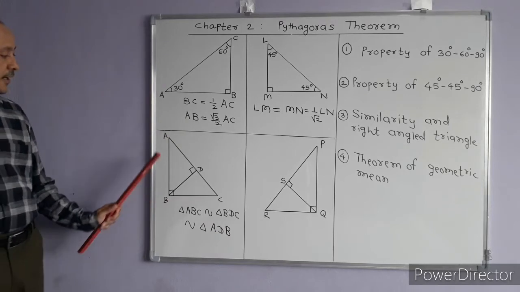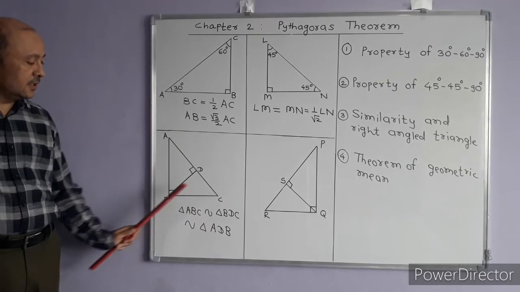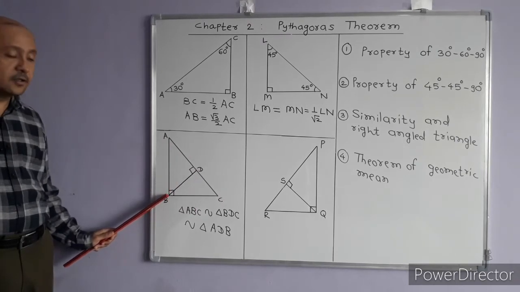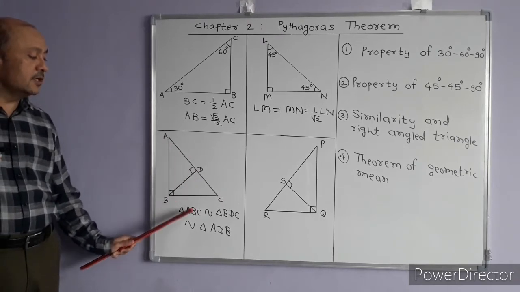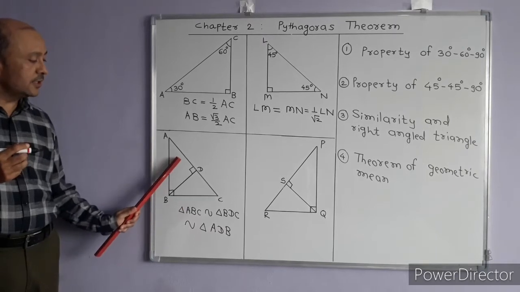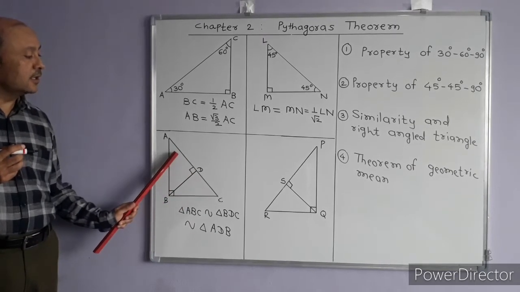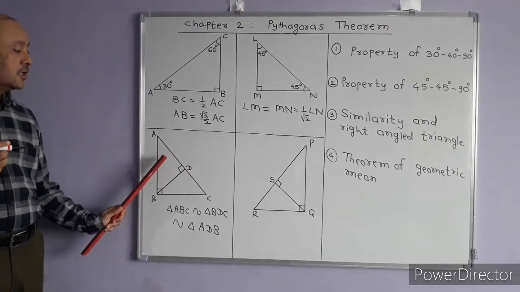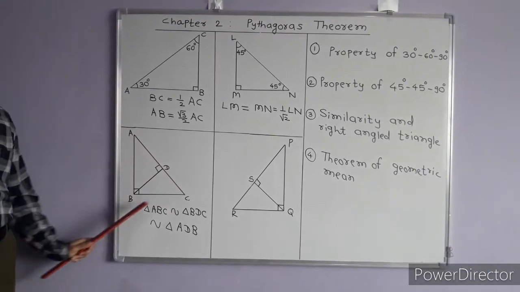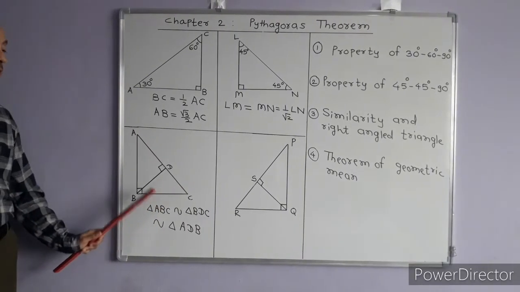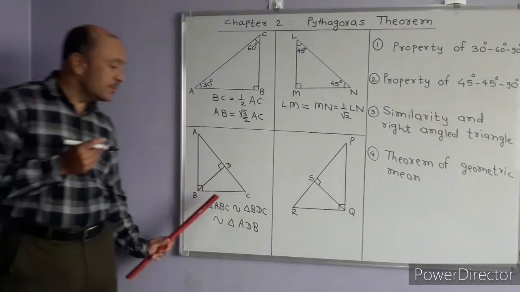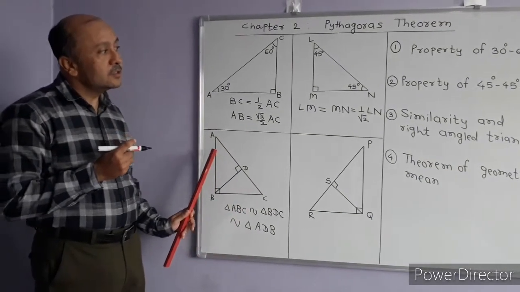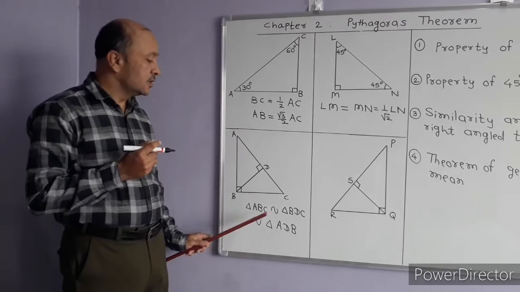Okay, so these are the three triangles: ABC, first triangle; BDC, second triangle; ADB, third triangle. So all the three triangles are similar to each other. Means there are two small triangles and one big triangle. So all are similar with each other. So we can use the property of similarity for this particular triangle. This concept is known as similarity and right angle triangles.